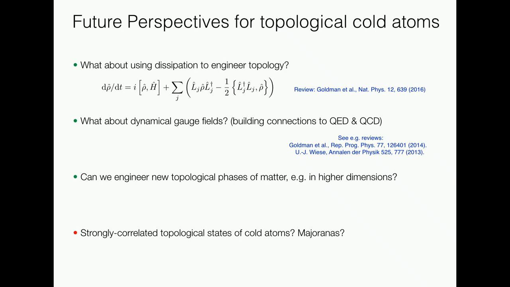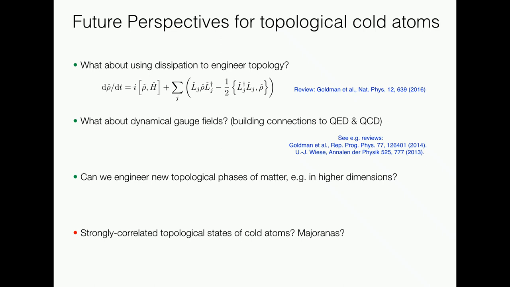So given that we have very controllable systems, maybe what we can do is, instead of engineering the Hamiltonian, engineer the Lindblad operators in order to drive the system into a topological phase. And you can find more about that in this reference. What about dynamical gauge fields?